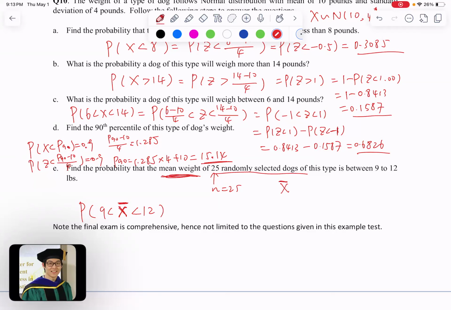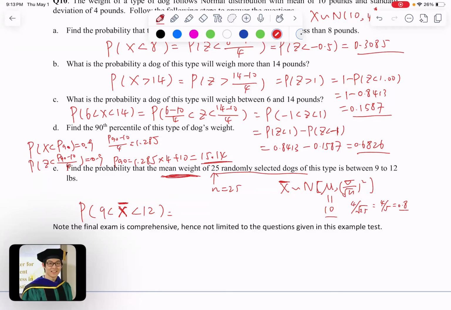So x bar follows what? Follows a normal distribution with the mean, right? Original mean, but the sigma changed, right? Sigma over square root of n, that's the new standard deviation, right? So mu is still 10, but the standard deviation is sigma, which is 4 over square root of 25, which is 4 over 5. So 0.8 is the new standard deviation.